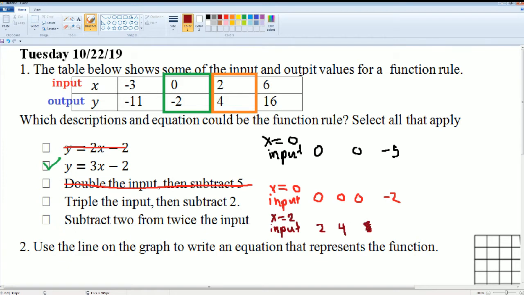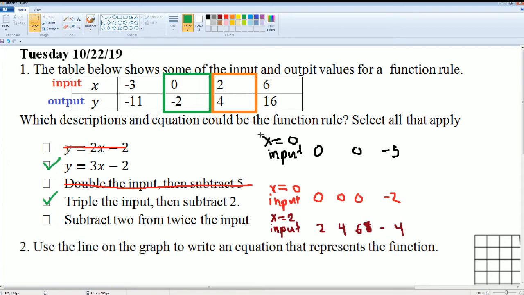Triple the input. This is vague. I think it's multiplied by 3. 2 times 3 becomes 6. Then subtract 2. Subtracting 2 from 6 does get you 4. So yes, this one would work. Please be careful: I'm going to treat the triple as multiplying by 3. I'm not going to treat the triple as to the power of 3.